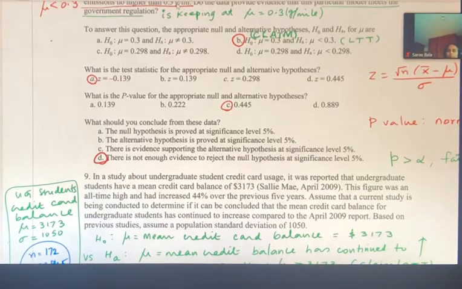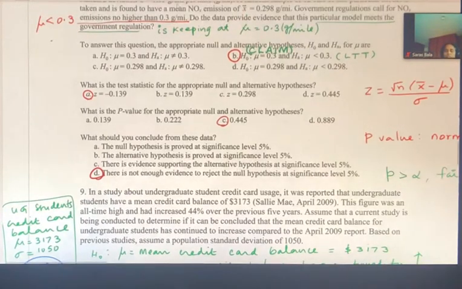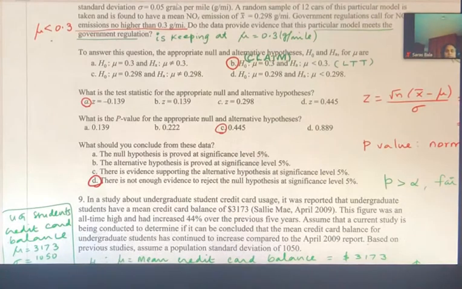So what is going to be the conclusion? The alternative hypothesis is going to be rejected. The alternative hypothesis that mu less than 0.3 is going to be rejected. Anybody has any question? I think I'm good.